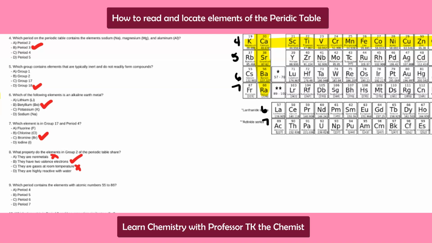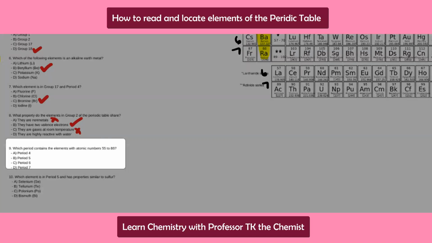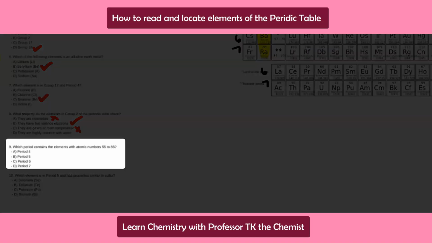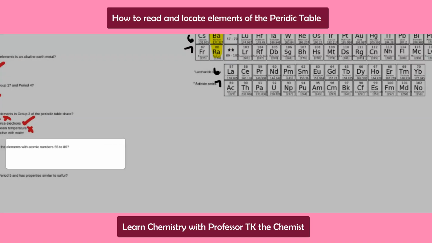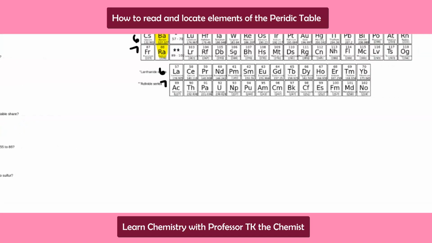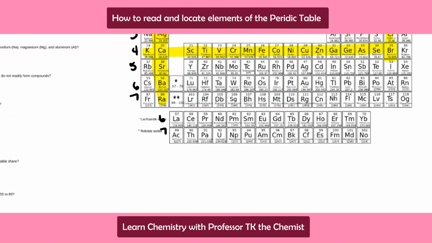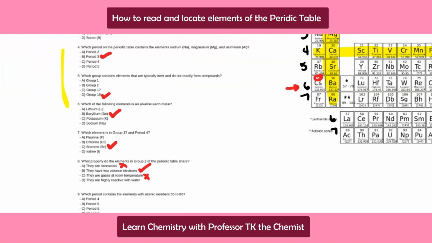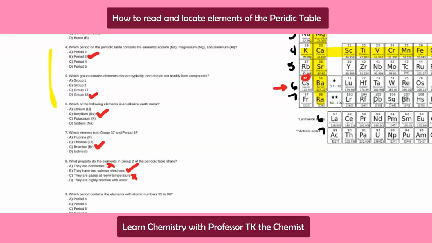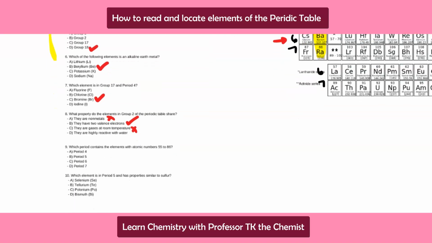Question number 9. Which period contains the elements with atomic numbers 55 through 85? 55 through 85. So we go up here and we find atomic number 55, which is right here, to 85 right there, and that is by period 6. So for question number 9, the correct answer is letter C, period 6.